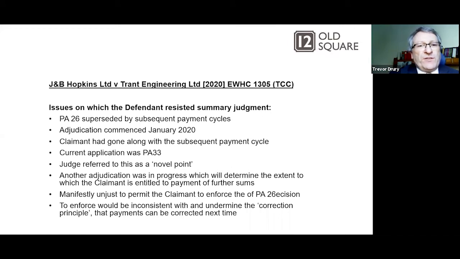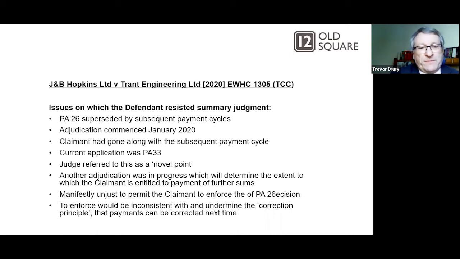So the issues on which the defendant resisted summary judgment, quite a few. So its application 26 was superseded by subsequent pay less cycles. Don't all laugh. Adjudication commenced in January 2020. The claimant had gone along with subsequent payment cycles, and they were now up to payment application number 33. The judge referred to this as a novel point. I think the judge was quite annoyed by this, so he referred to it as a novel point that was being argued by counsel.